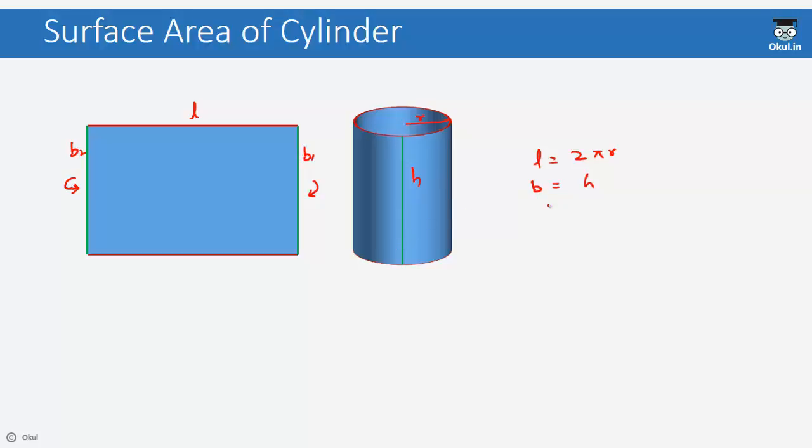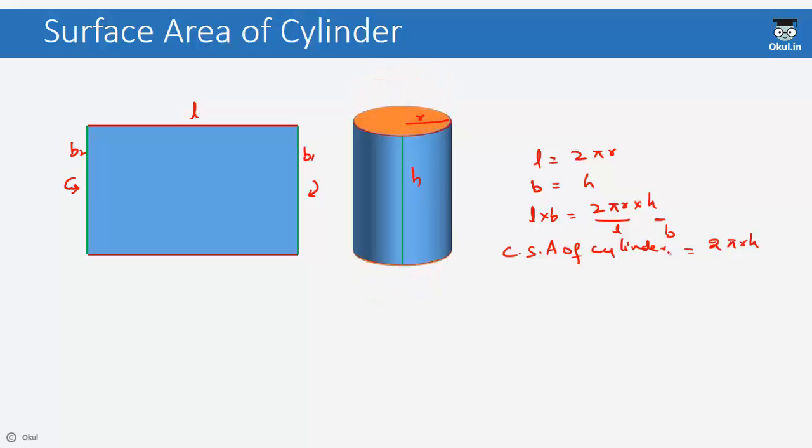Now we need to calculate the surface area of the cylinder. Since the surface area of the cylinder is made up of the rectangle, the area will be L into B, and this is equal to 2 pi r h. So L into B is equal to 2 pi r h. This will be the surface area of the cylinder, where 2 pi r is the L and h is the B. This is called the curved surface area because we are taking only the curved part of the cylinder. So the CSA, that is the curved surface area of the cylinder, is equal to 2 pi r h.